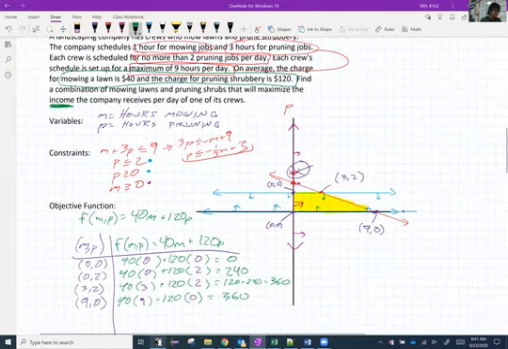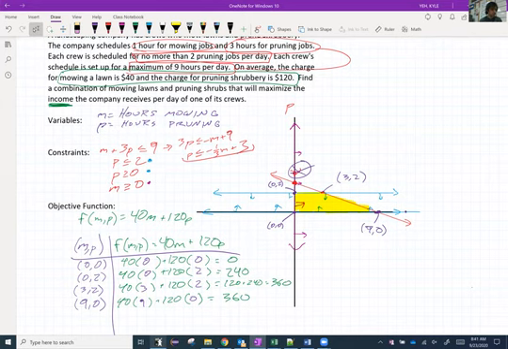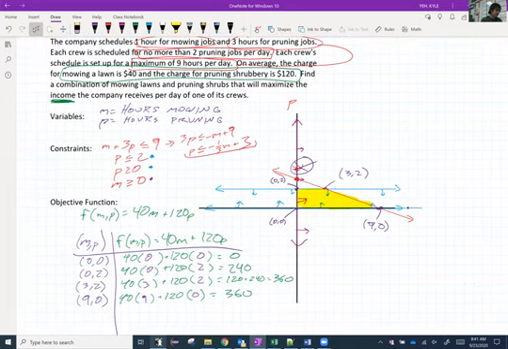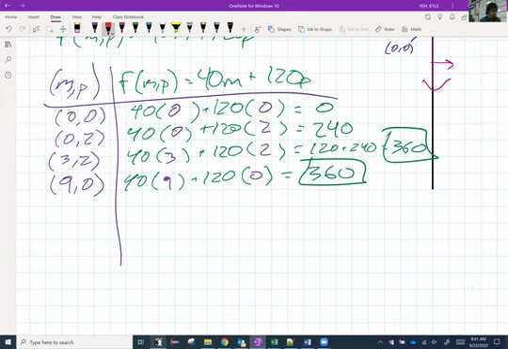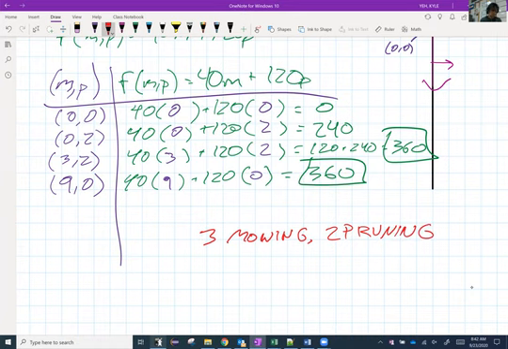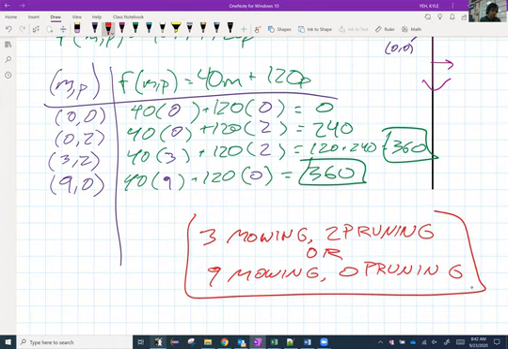The question was, find a combination of mowing and pruning jobs that will maximize the income. What this is telling us is that we have a tie. This company's work crews should either do 3 mowing jobs and 2 pruning, which would be a winning combination, or 9 mowing and 0 pruning would also bring home the exact same dollar amount, 360, based on those prices and those constraints.